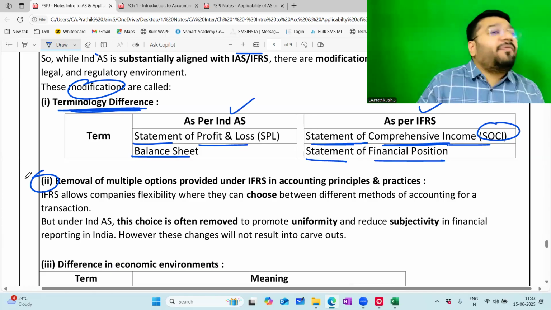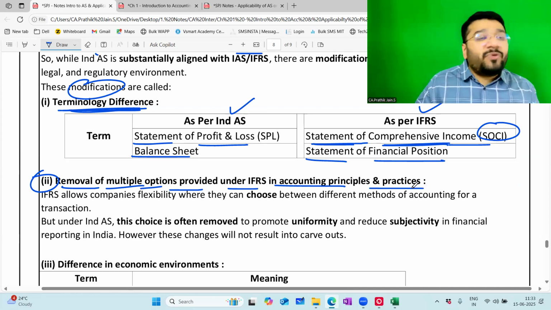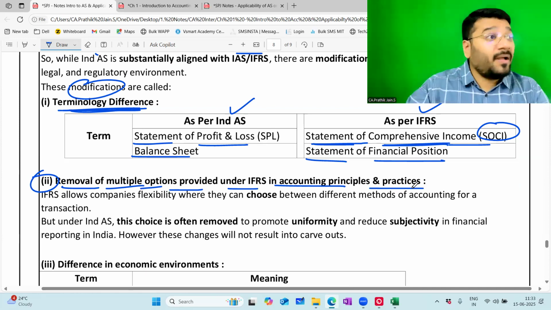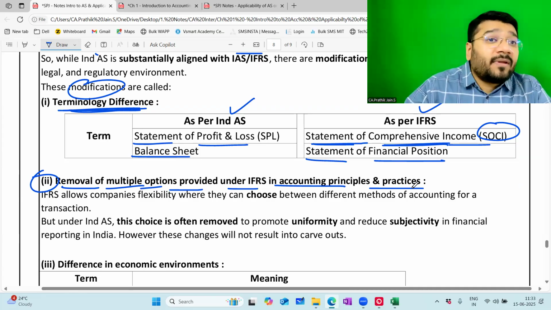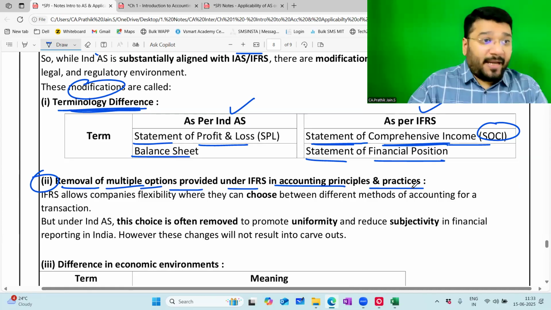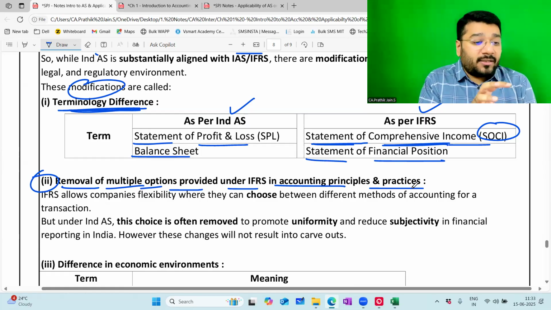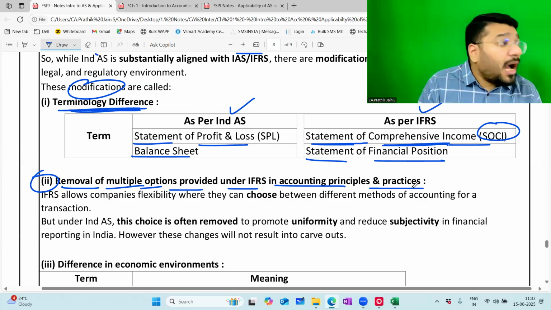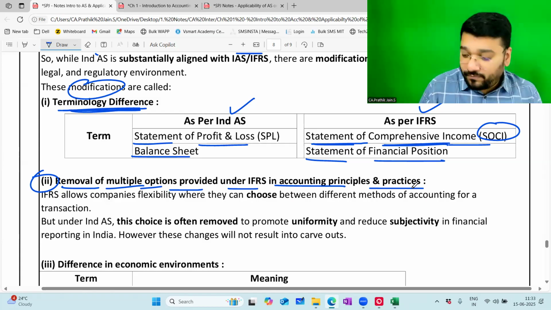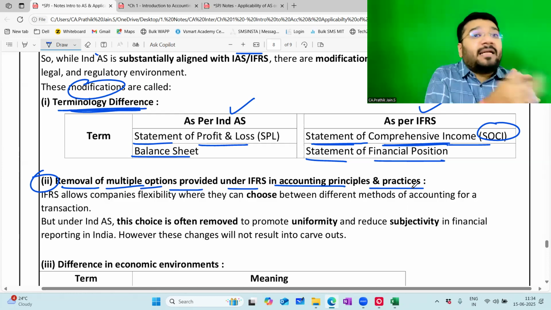Then the second modification, removal of multiple options provided under IFRS in the accounting principles and practices, which means IFRS is principle based. What is the meaning of principle based? They said we believe in flexibility. Depending on what your situation is, depending on how the transactions are, their nature, their scenarios, you accordingly speculate that. You accordingly understand that. Based on that, you can modify the accounting treatment that you want to do. According to that, disclosures and presentation could be modified. So they give too much flexibility. They give multiple options. One item, do it in this way. If not in this way, you can do it in this way. If not in that way, do it in this way.